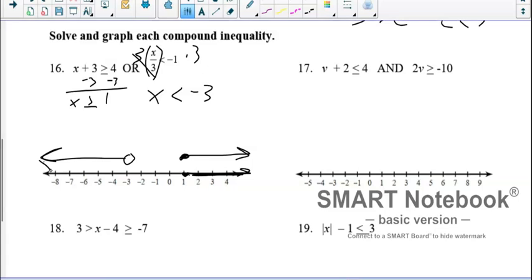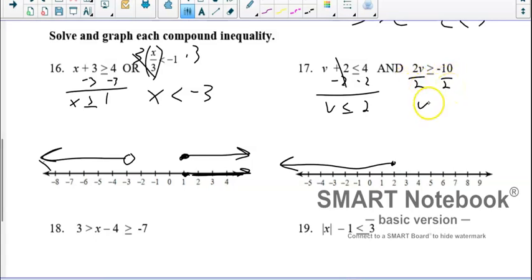All right. V plus 2 is less than or equal to 4. I'm going to subtract 2, both sides. V is less than or equal to 4 minus 2 is 2. So that would look like this. Preferably without the dip. Here, I need to divide by 2 because it was being multiplied, which gives me V is greater than or equal to negative 5. Oh, well, what happens here then is I have this, but it's going this way.